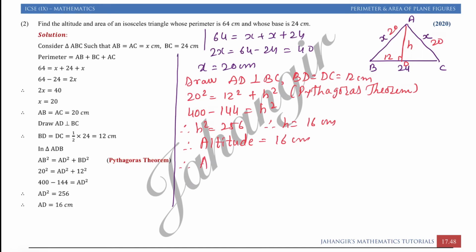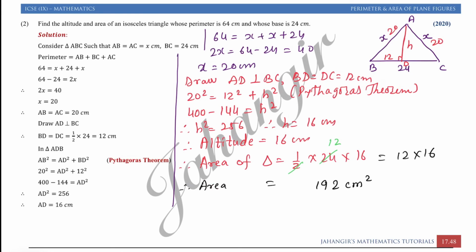Now we can find area of triangle, that is equal to half into base 24 into height 16. We can cancel out, 2 ones are 2, so you can say 12 into 16. 12 into 16 is 192 centimeter square. So therefore area of triangle is equal to 192 centimeter square.